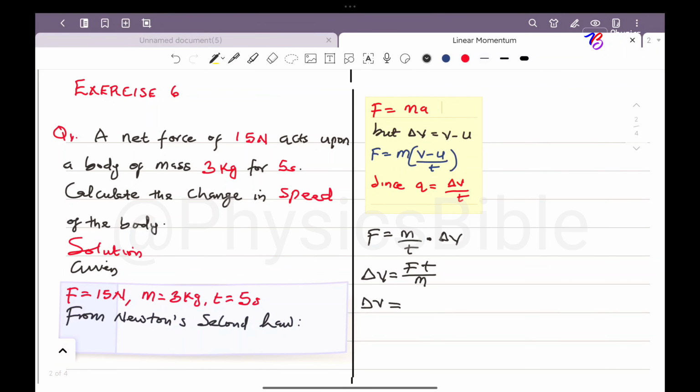So let's substitute. Change in velocity is equal to 15 multiplied by 5 over 3. Is that clear? So that change in velocity is equal to 25 meters per second.